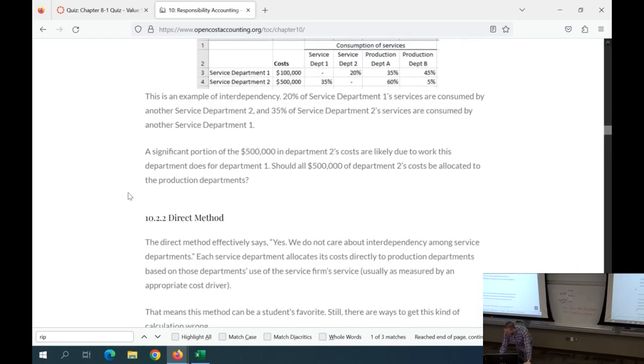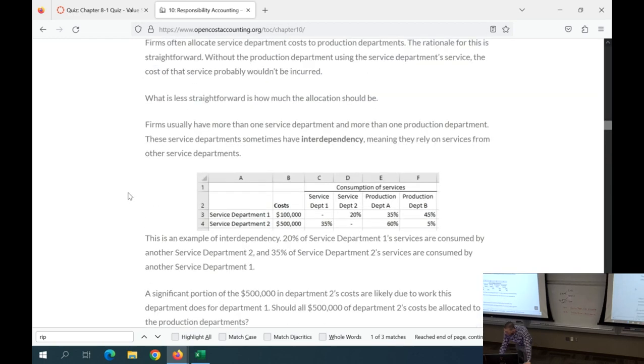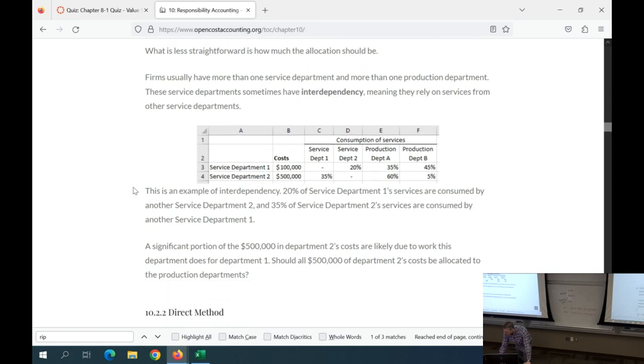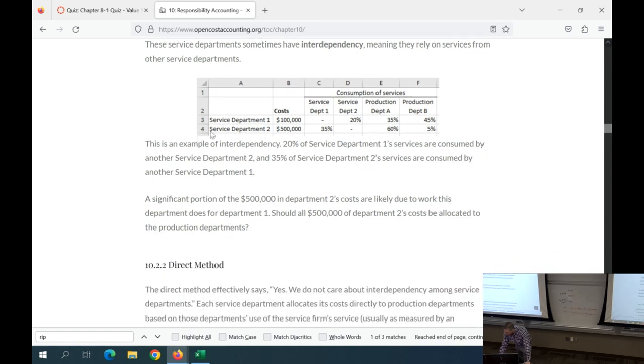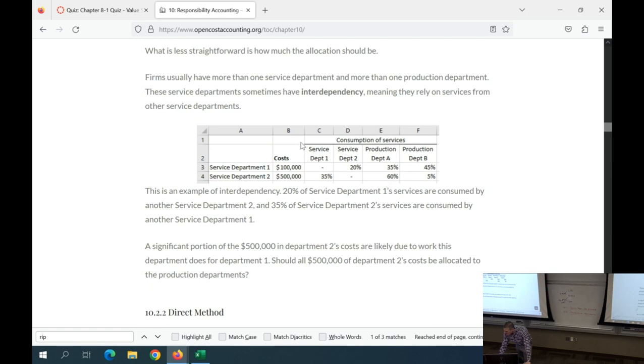And so we have 3 different methods of dealing with interdependency. And I'll just go over very, very briefly the idea here. First of all, here is interdependency expressed in terms of a table. This table will be either your friend or your mortal enemy, because it's going to be in every single question. This very kind of table. So we have a service department 1, a service department 2. They incur a certain amount of costs, and they do service to the other departments as follows.